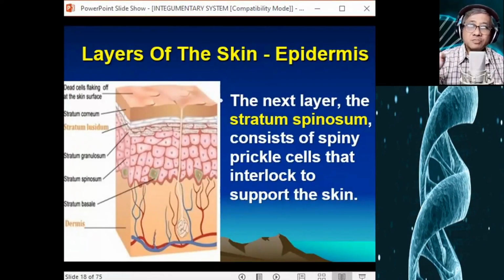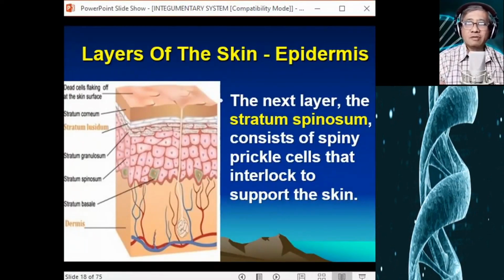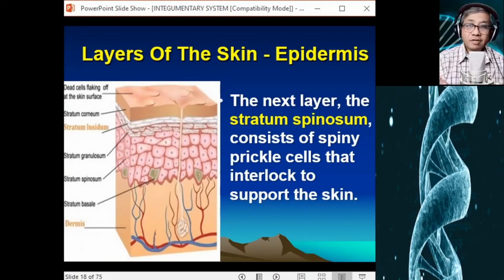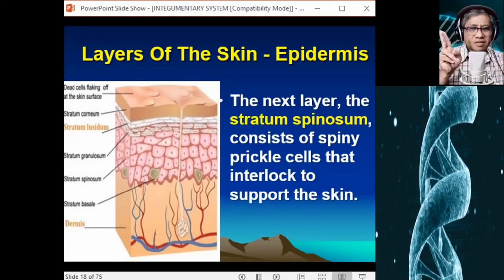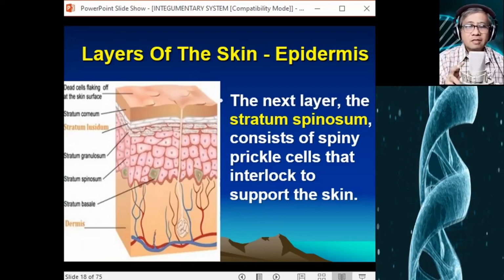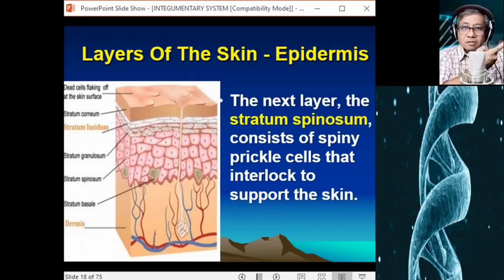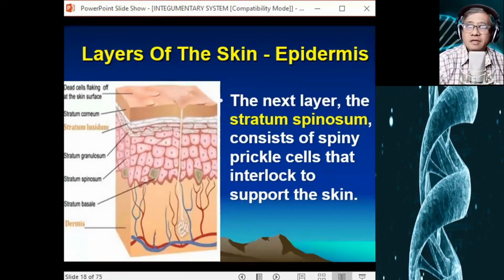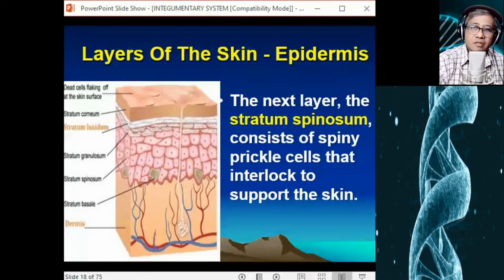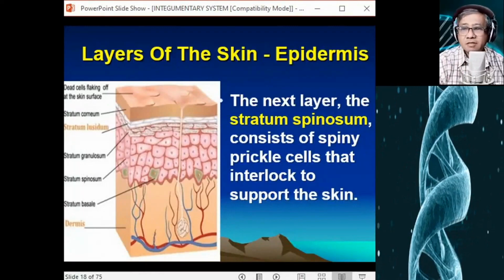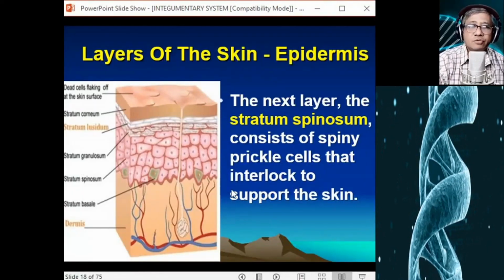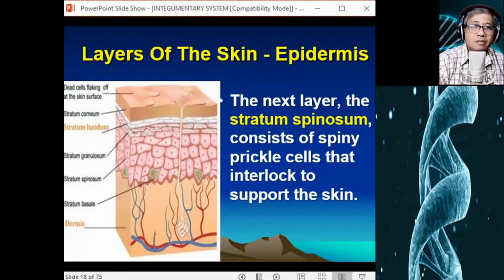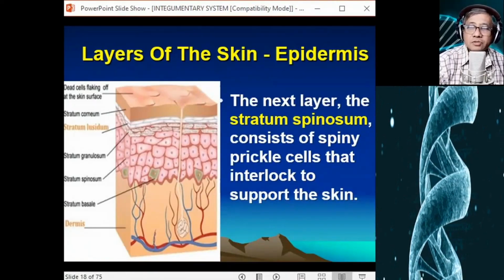Hence the term spinosum. Okay, or the cells are prickle shaped, no? Meaning parang may mga extensions dun sa cell. And these extensions, they tend to interlock, no? Giving scaffolding to the layer. Kaya linagay ko dito consist of spiny prickle shaped cells that tend to interlock, giving support to the skin. Alright, so that's stratum spinosum.